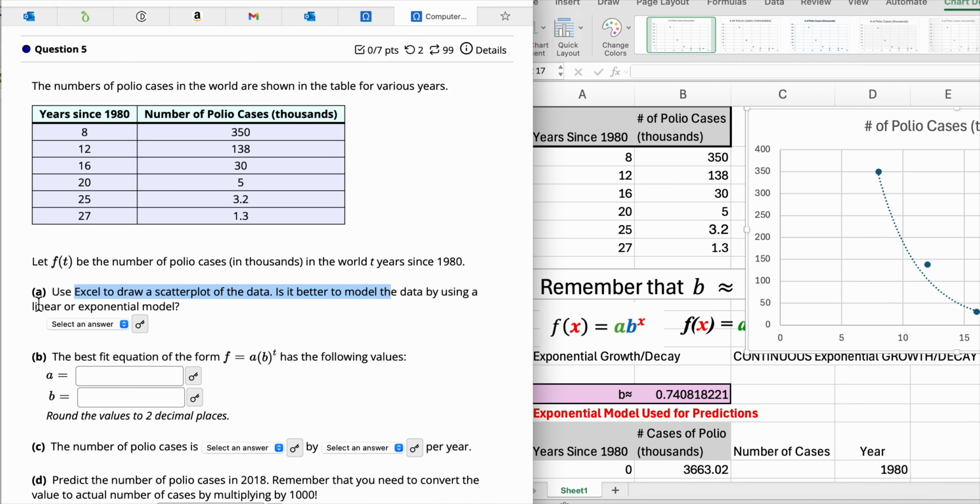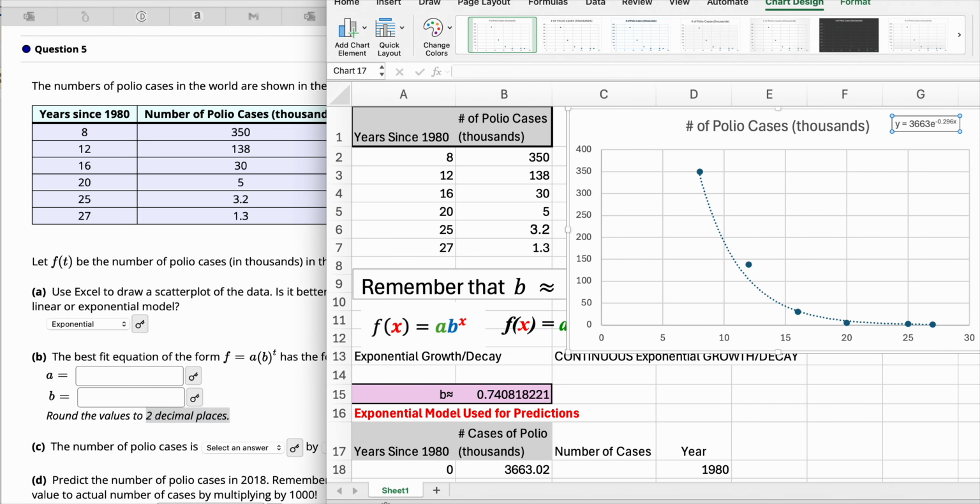So we've already determined that an exponential model looks like it fits better. And then it wants us to put the equation in this form. My function is equal to my A, my initial amount, times my factor raised to how much time has passed. And it wants us to round to 2 decimal places. All right, so let's go back to see what we have here.